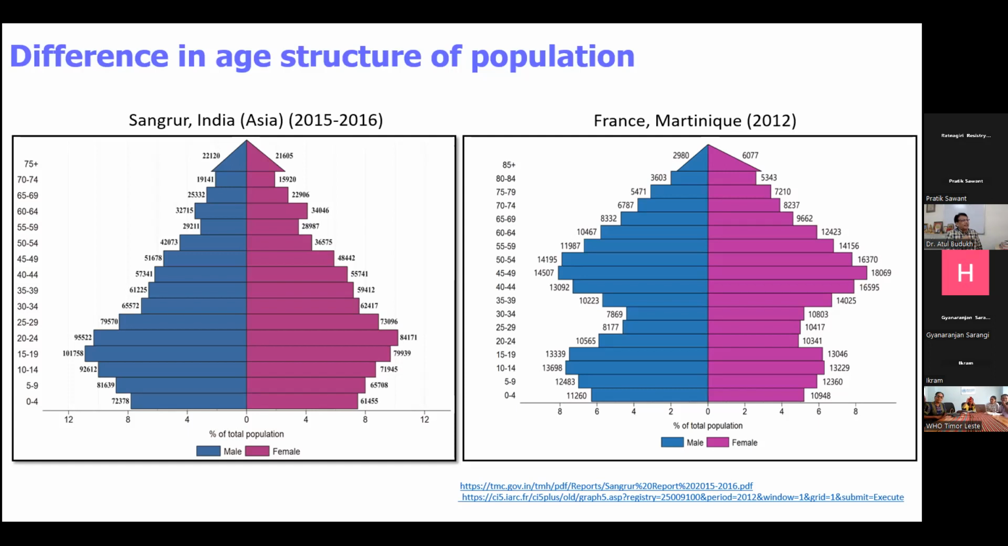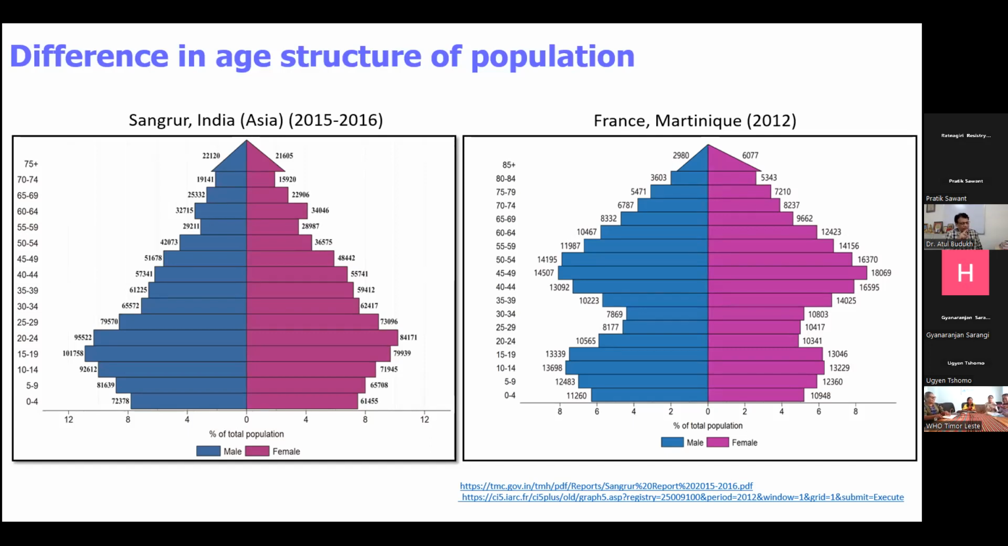Now you can see Sangrur. This is the population of Sangrur, and this is the population of one of the registries of France. Can anybody tell me what is the difference between the two graphs? There are more young people in Sangrur, and more middle-aged people in France. Yes. Thank you, madam.